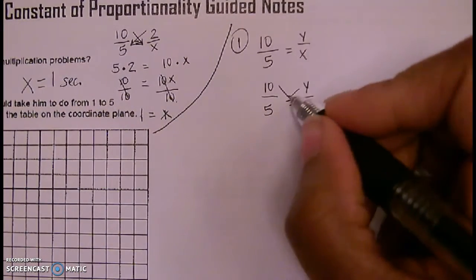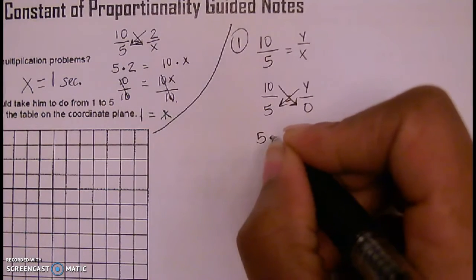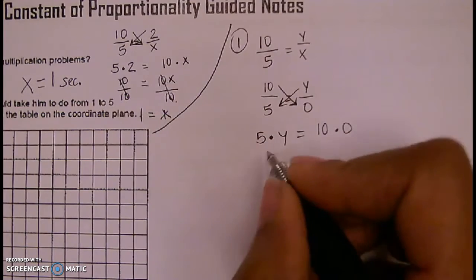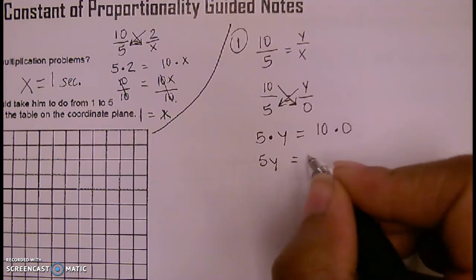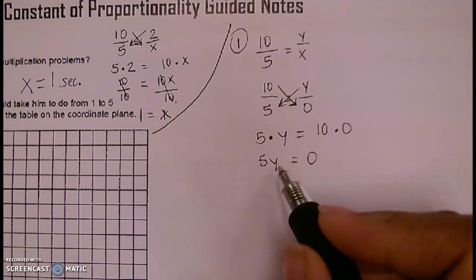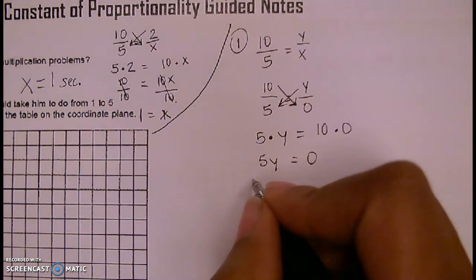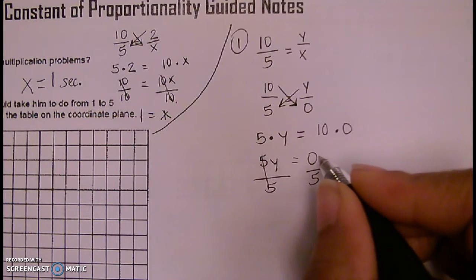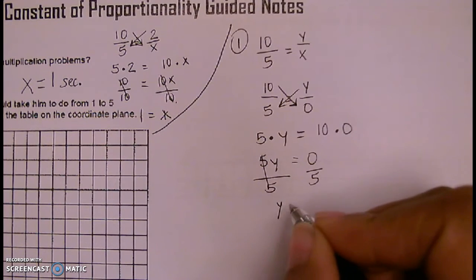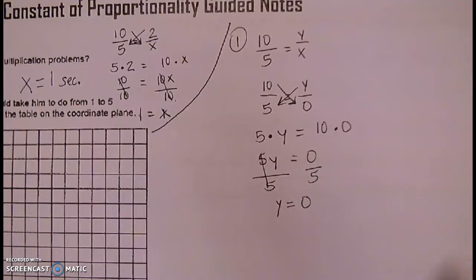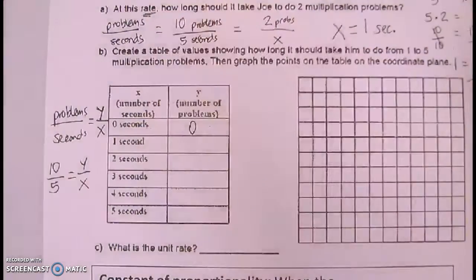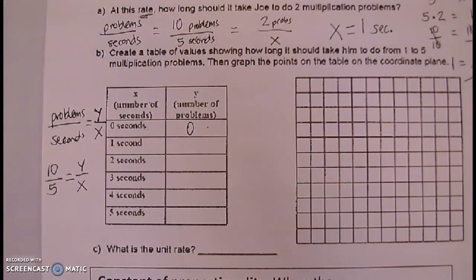So 5 times y equals 10 times 0. That's going to give me 5y equals 0. I have to get y by itself, so I'm going to divide both sides by 5. And I end up with 0 over 5, which is the same thing as 0. So now that I have y equals 0, I'm going to come back to my chart. I'm going to write 0 here. Let's do the next one.